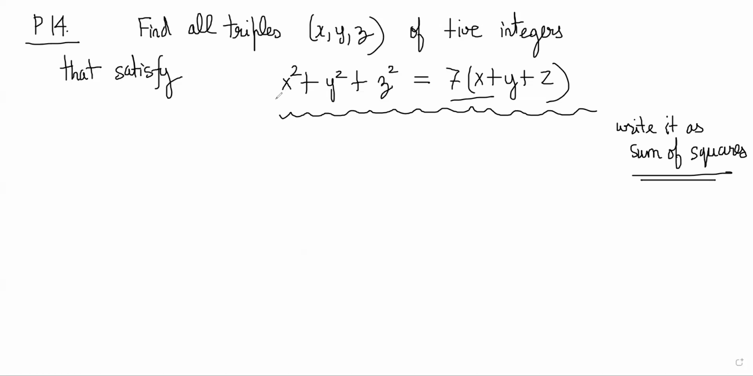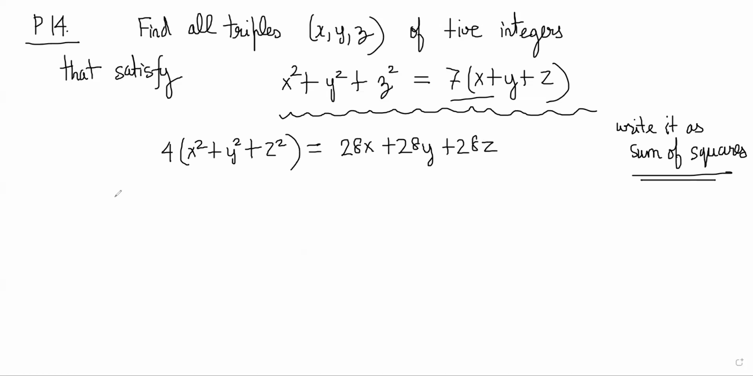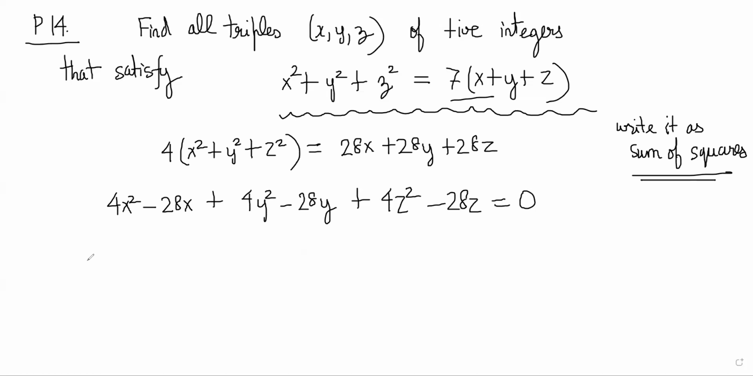So obviously you should realize that I need a 2ab term somehow. In order to do that, the best thing to do is to multiply by 4 on both sides. You'll get 28x plus 28y plus 28z. And now if you bring everything to this side and write it like this, what is happening? This is 2x, and this can be written as 2 into 2x into 7, right?